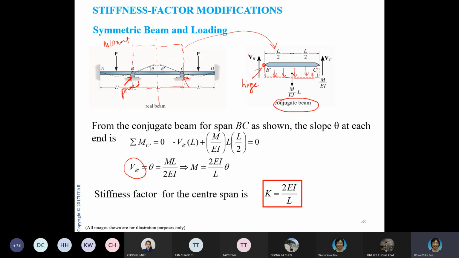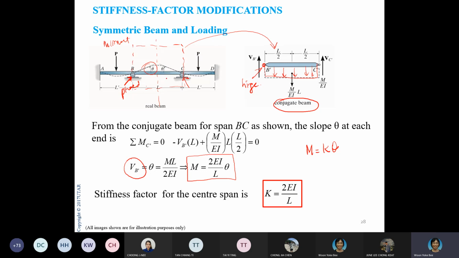Taking summation of moments, you should be able to establish your VB prime. And VB prime, we already said, is equal to the theta or the slope in the real beam. That is how you get the equation M equals 2EI over L theta. So if I look at this K value here, remember we already said M is equal to K theta, so K is equal to 2EI over L.